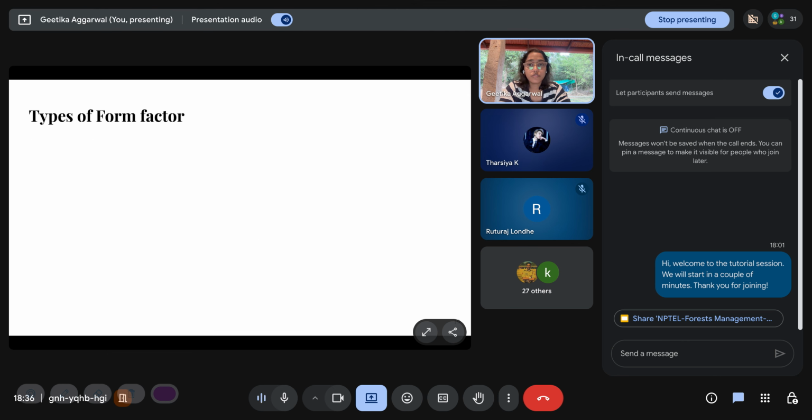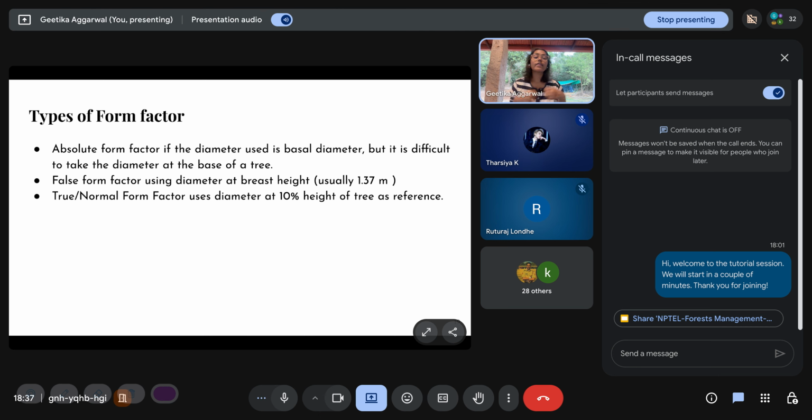So there's one called the absolute form factor, if the diameter is used as the basal diameter, like the diameter at the bottom of the tree. But usually it's very difficult to get the basal diameter, because if the tree is in a very dense undergrowth area, you can't really manage to reach the tree and get the diameter. Other thing could be that the tree has a buttress root or something like that, and then again you can't get a basal diameter, because if the tree has buttress roots, you won't really get a correct measure of what the diameter is, because they are very protruding and very uneven to get the diameter from.